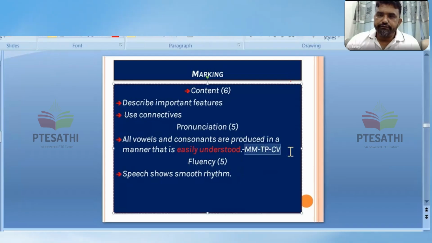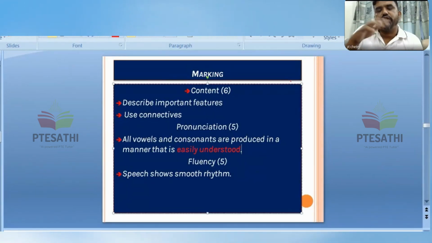Then talking about fluency, it's not about fast speaking. Fluency is not about fast speaking. It's about maintaining smooth rhythm. And that rhythm comes with intonation. I mean, ups and downs in your voice. That's what we call intonation, which is difficult to master at this point of time. But I would say, don't hesitate when you are speaking. If you're not hesitating, then you will definitely maintain fluency. And don't take long pauses.